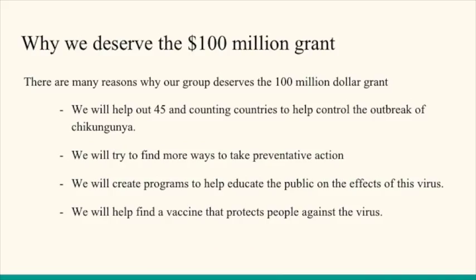There are many reasons why our group deserves the $100 million grant. The money will be used towards the 45 and counting countries to help them control the outbreak of chikungunya. The first thing we would do is focus on the places and countries that are mostly affected by chikungunya. We'll train their community leaders, informing them of the symptoms of chikungunya and explaining the difference between this virus and others, because as we know, chikungunya is sometimes confused with the Zika virus. By educating the people, we will be decreasing the outbreak of chikungunya. And also, we will be part of the group that helps find a vaccine to protect people against this virus. These are some of the main points that our group will be focusing on if we win.